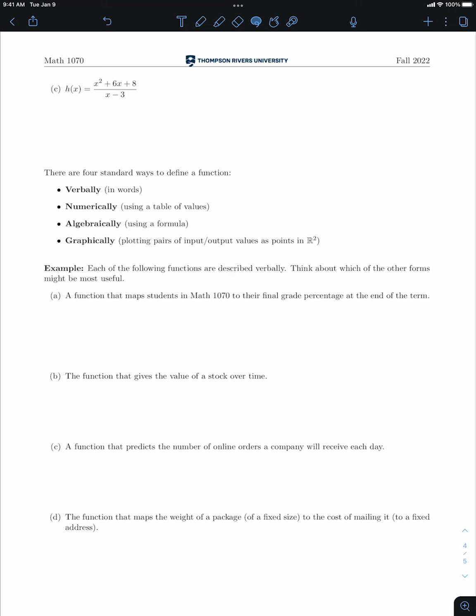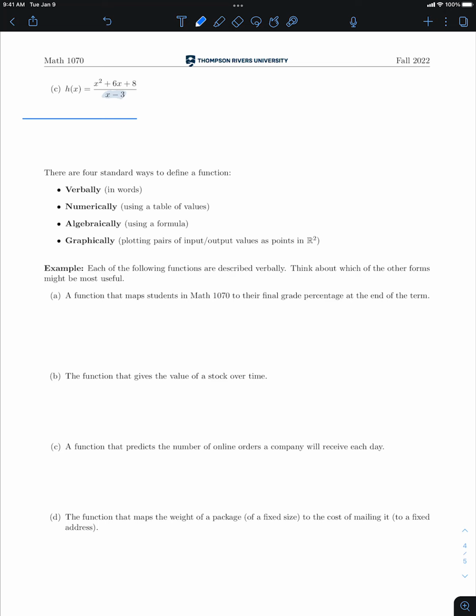All right, so one more example. We've got a function h defined using this rule here. h of x is the fraction with numerator x squared plus 6x plus 8 and denominator x minus 3. One of the things you notice right away with this function is that 3 is not in its domain, right? Because if you were to plug in x equals 3, you'll get 0 for the denominator, which is not allowed, of course.